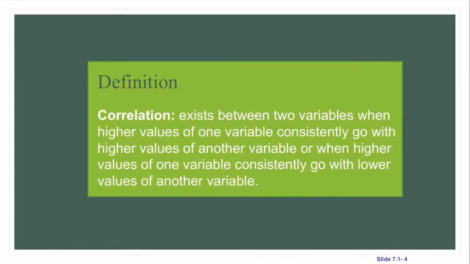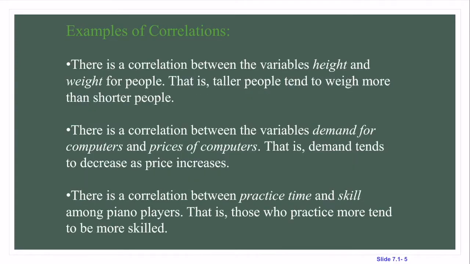So correlation exists between two variables when higher values of one variable consistently, that's the keyword, consistently go with higher values of another variable, or when higher values of one variable consistently go with lower values of another variable. So for example, there is a correlation between the variables height and weight, right? The taller someone is, we can assume the more they would weigh.